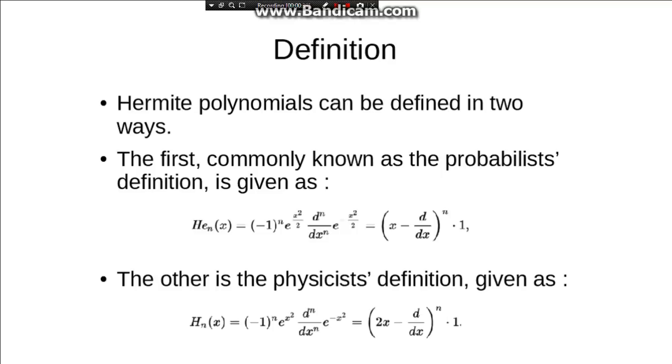Now, let's look at how we can define Hermite polynomials. There are two main definitions. The first, commonly known as the probabilist definition, is given as follows. He_n(x) is equal to (-1)^n e^(x^2/2) times the nth derivative of e^(-x^2/2) with respect to x, which can also be written as (x - d/dx)^n applied to 1. The other definition is the physicist definition, which is practically the same as the probabilist definition, with some subtle differences.